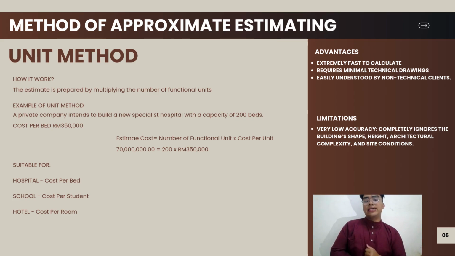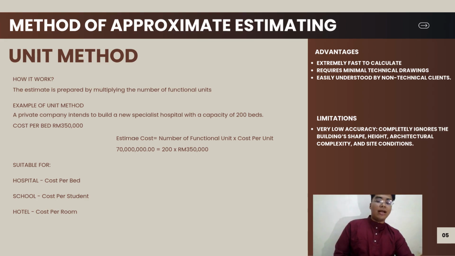This method works by simply multiplying the total number of functional units by a predetermined cost per unit. For example, if a private company wants to build a new specialized hospital with a capacity of 200 beds and the historical cost per bed is 350,000 ringgit, our estimated cost becomes 200 beds multiplied by 350,000 ringgit, giving us a total of 70 million ringgit. This method is highly suitable for projects like hospitals, schools, or hotels.